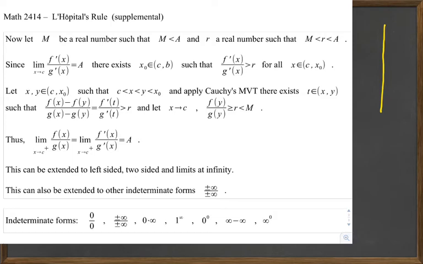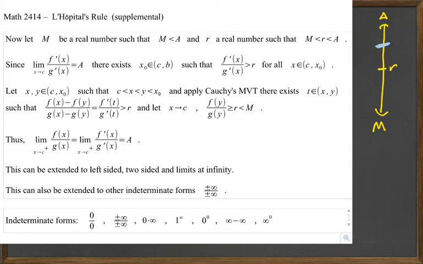Now let m be a real number such that m is less than a, and r a real number such that r is between m and a. Since the limit as x approaches c of f prime of x over g prime of x equals a, there exists an x naught in (c, b) such that f prime of x over g prime of x must be greater than r, so you're going to be up here somewhere, for all x in the interval (c, x naught).